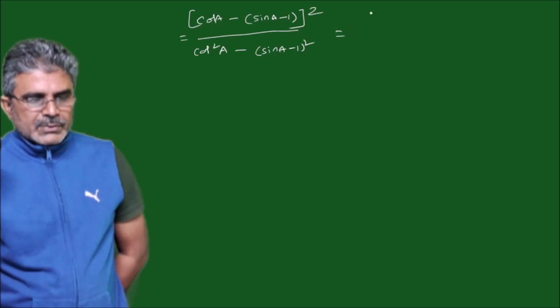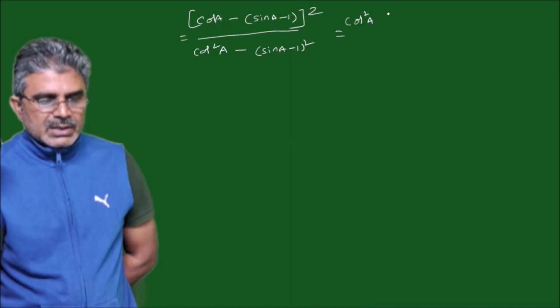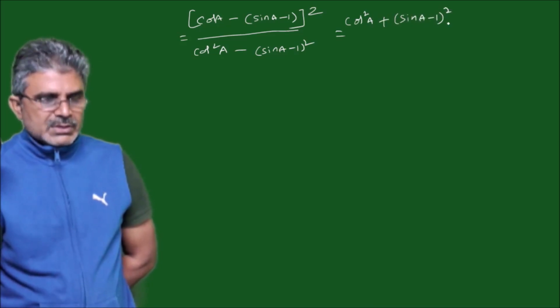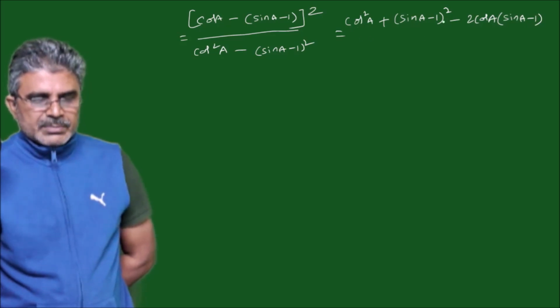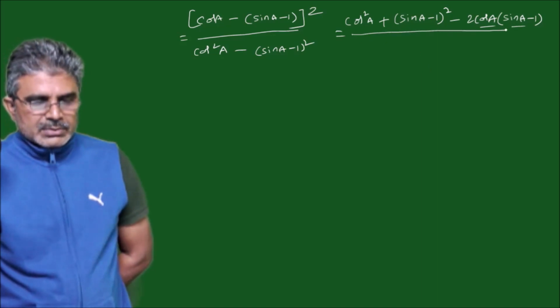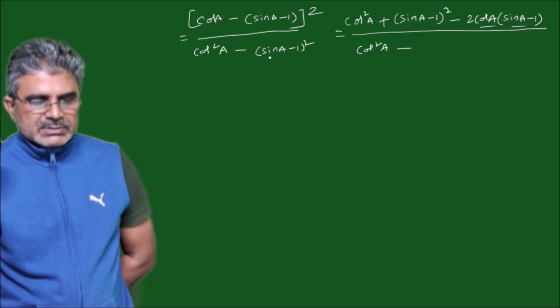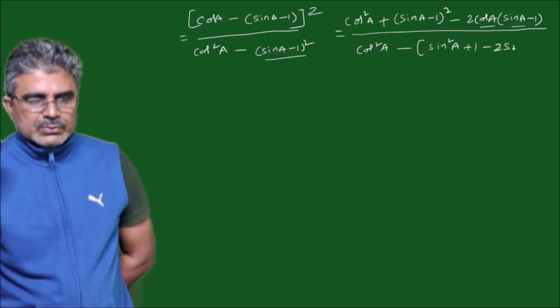So which will give, in the numerator I want to expand, so by expanding this one you will have cos square A plus (sin A minus 1) whole square minus 2 cos A into (sin A minus 1). A square plus B square minus 2AB term in the numerator, divided by, you have cos square A minus, if you expand this one, you will have sin square A plus 1 minus 2 sin A.